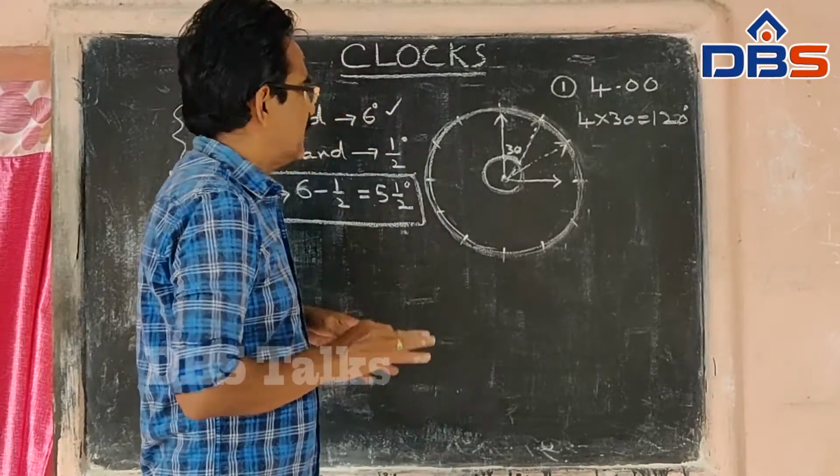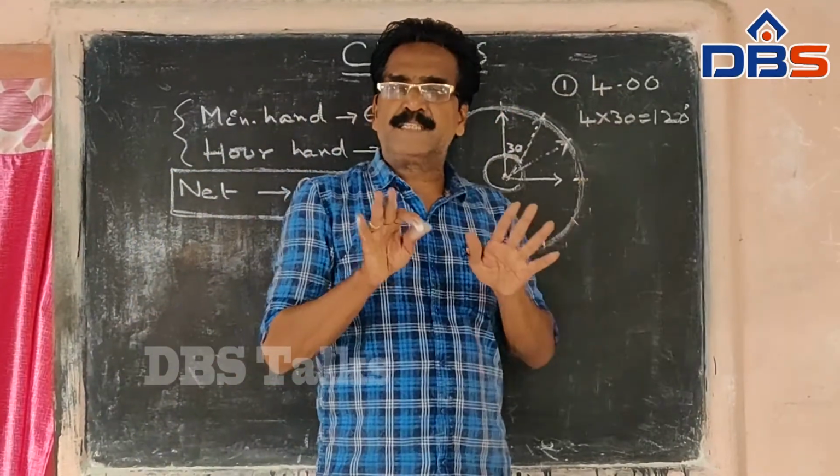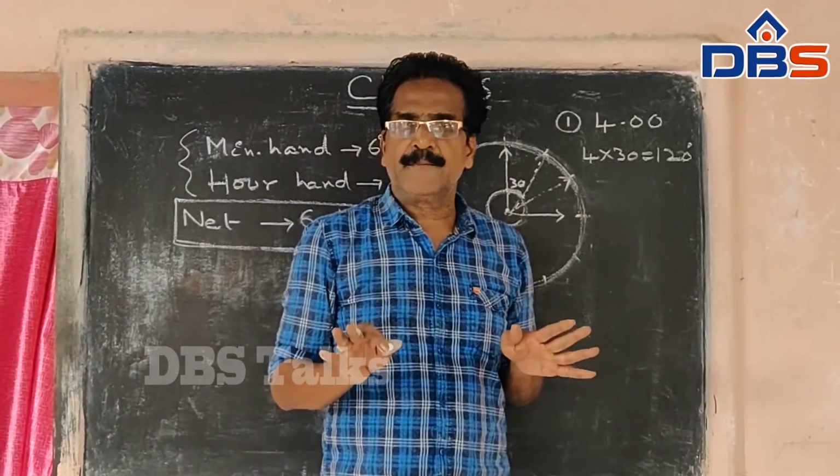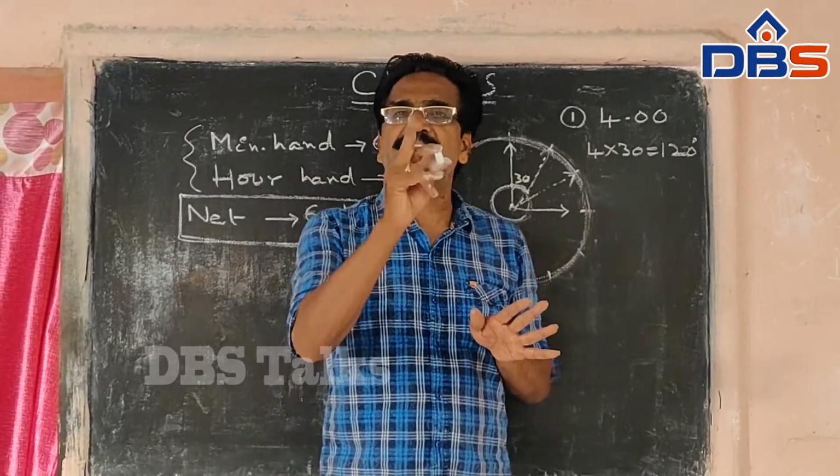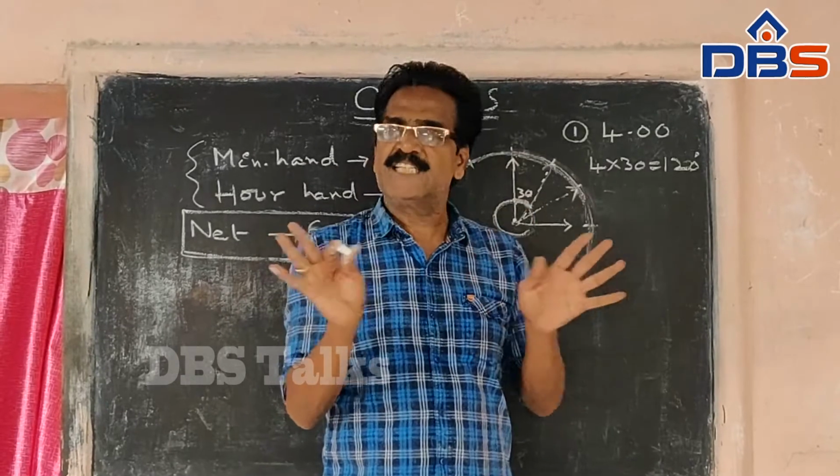Like that, if the given time is a perfect number of hours, then just multiply by 30 to get the angle between the hands of a clock. That is the first thing. Clear?